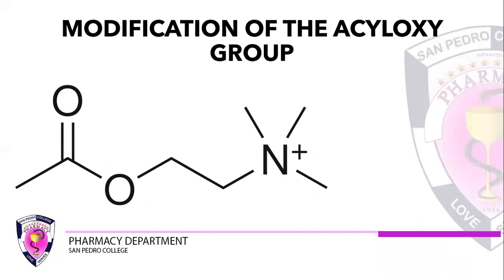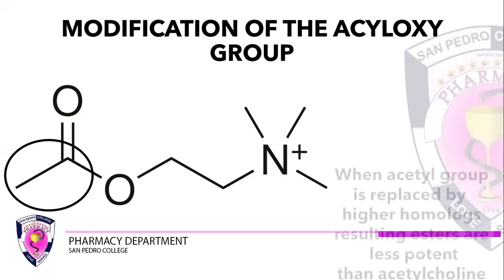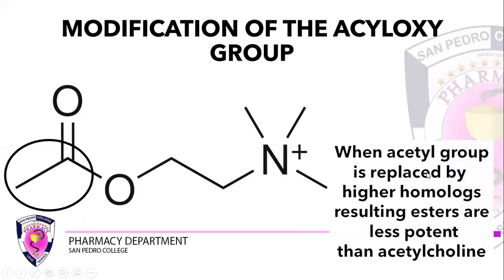Next, the last domain on the structure of acetylcholine, we have the modification of the acetoxy group. Kani siya, kaning ester group diri. Now, according to the rule of 5, enough lang siya na dalawang carbons. So when the acetyl group is replaced by higher homologs, ibig sabihin greater chain length, the resulting esters are less potent than acetylcholine. So hindi siya okay. So this modification is a reject kapag you increase further the chain length.